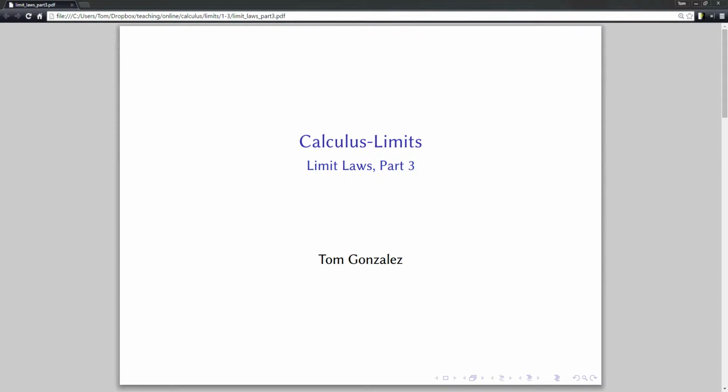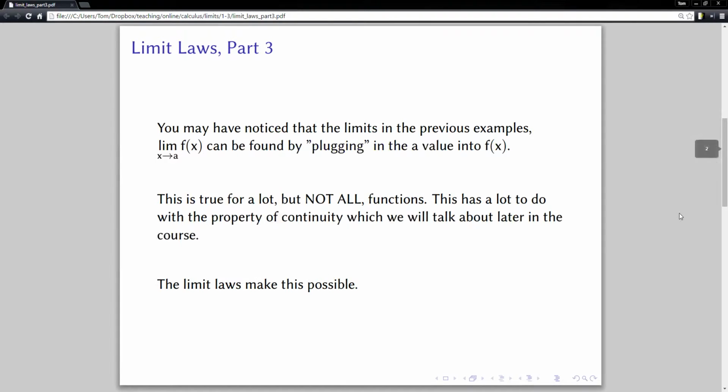All right, we're going to talk a little bit more about the limit laws, and in particular address the part about just plugging in the value at which you're taking the limit to get the answer for the limit problem. And so you may have noticed in all of the previous videos that we did in this section, you could find the limit of a function just simply by plugging in this number a into f of x. The limit laws always kind of amounted to doing that.